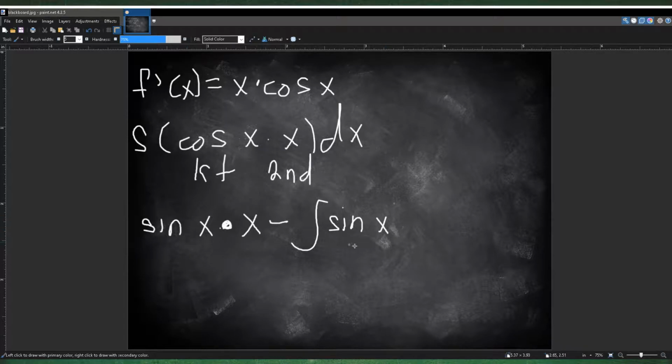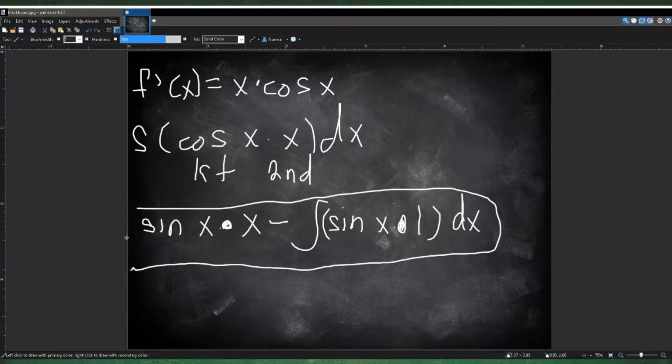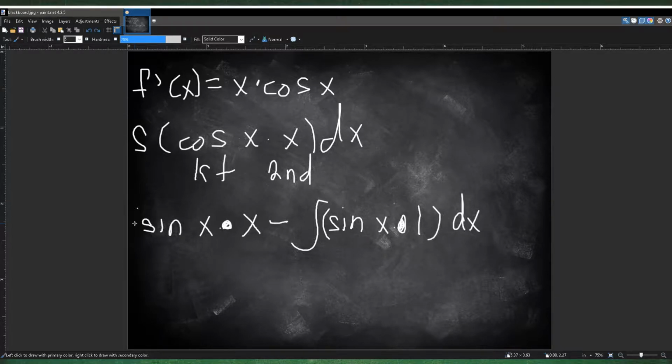We keep the sine of x, keep it here, and then we do the derivative of this. So what's the derivative of x? The derivative of x is 1, times sine of x dx, right? So this integral is the same thing as this, basically. That's all we could simplify to, based on our integration by parts. So what we have is x times sine of x. I'm just rewriting it so it looks a little better. So sine of x times 1 is just sine of x, right?